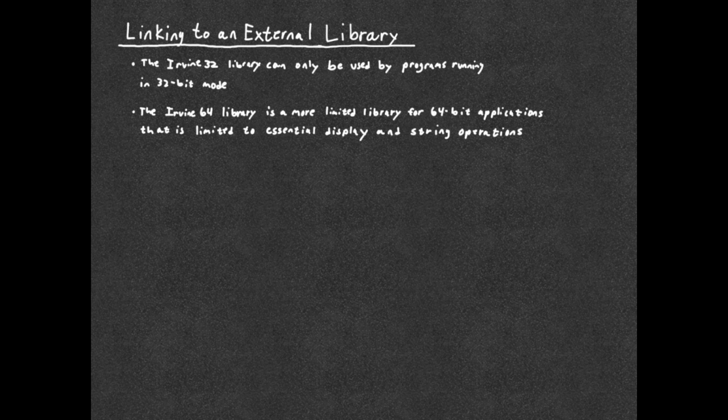The Irvine32 library can only be used by programs running in 32-bit mode. It contains procedures that link to the MS Windows API when they generate input-output. The Irvine64 library is a more limited library for 64-bit applications that is limited to essential display and string operations.